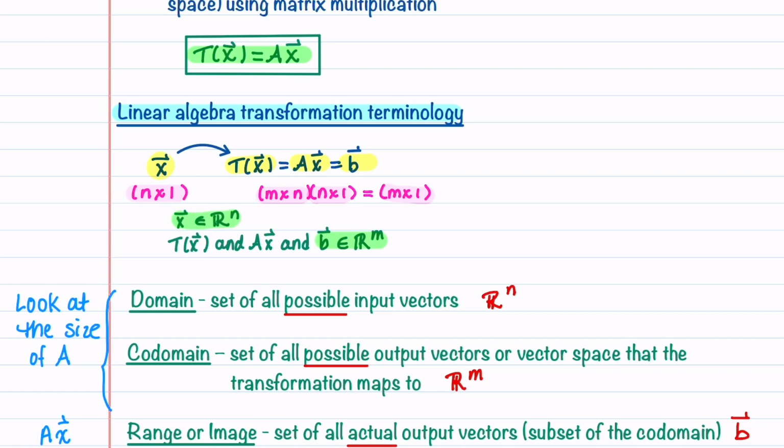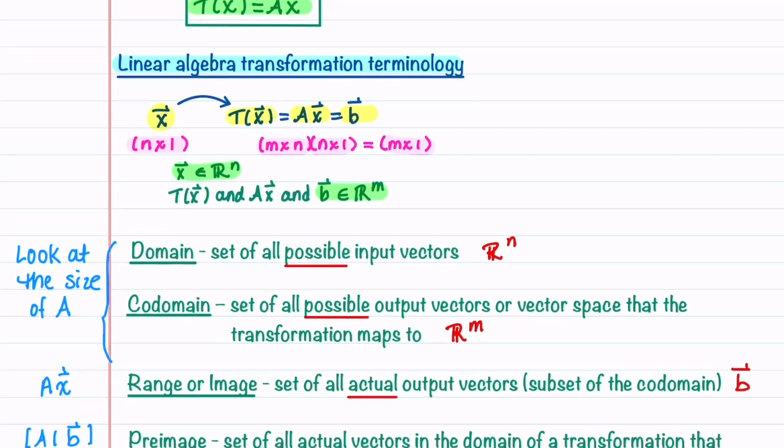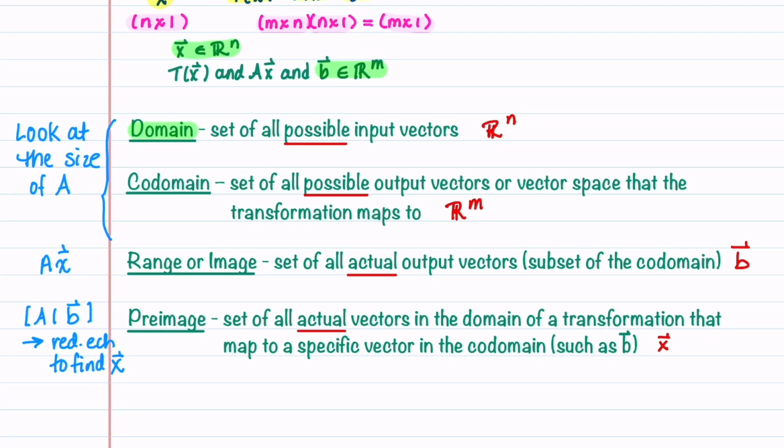Those are going to be important in the definitions that we're going to go over right now. The domain of a linear transformation is the set of all possible input vectors, and those are Rn. Our codomain is the set of all possible output vectors, or the vector space that the transformation maps to, and this is going to be Rm. In practice, if you need to find the domain or codomain of a transformation, you need to look at the size of matrix A, because that's going to give you Rn and Rm, because remember that A is m by n.